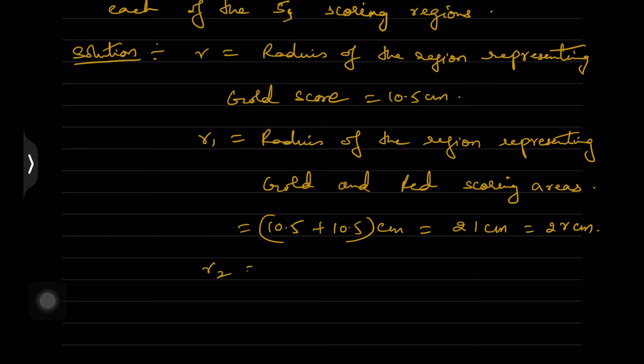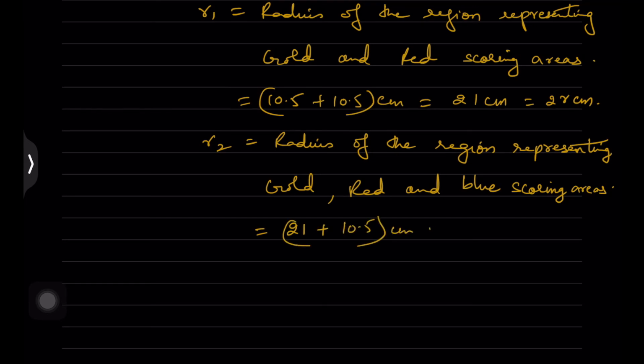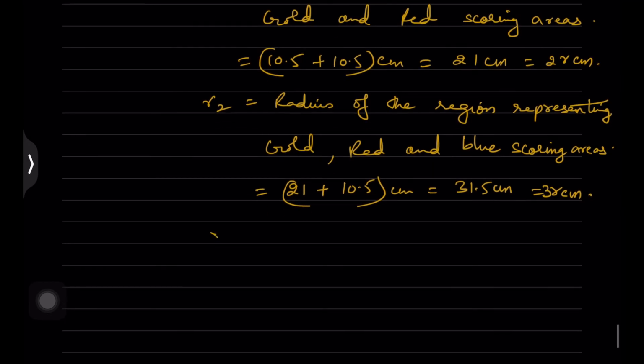Then what is R2? We'll see. R2 is equal to the radius of the region representing gold, red and blue scoring areas, which is equal to 21 plus 10.5 centimeters, which is equal to 31.5 centimeters, which is equal to 3r centimeters.